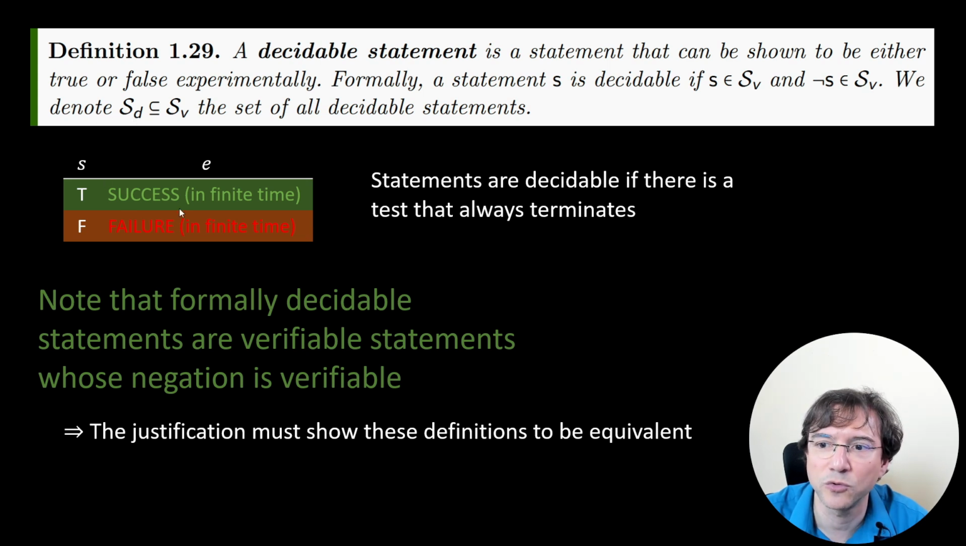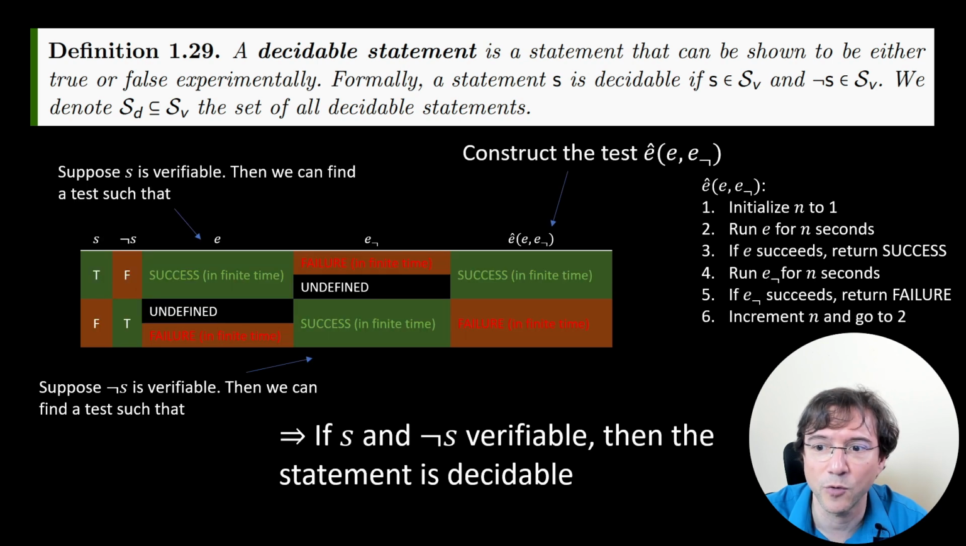So again, this is what we want to show, that the test always terminates both in the true and the false case. And again, note that formally we have done things a little differently, because formally we don't know about tests, we don't know what it means to be shown true or false, and so now we have to give a justification and show that these definitions are equivalent. So we can imagine that if S is verifiable, we have a test that is guaranteed to succeed in finite time if the statement is true. And of course, we have no guarantee for the false case.